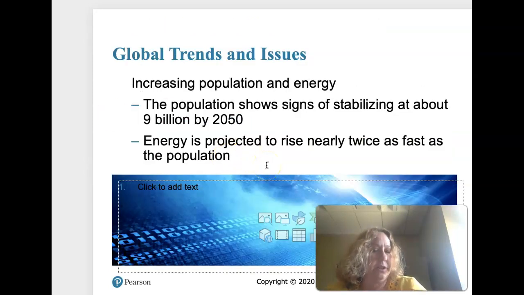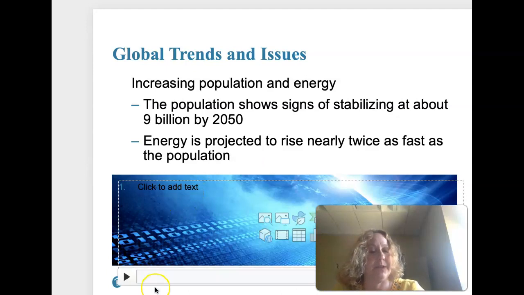Increasing population: the population shows signs of stabilizing at about 9 billion people by 2050. Energy use is projected to rise nearly twice as fast as the population. So we might be able to feed the population, but maybe everybody is not going to have the same possibility for energy.